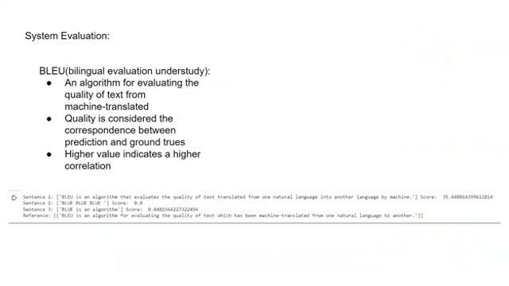We use BLEU to evaluate our system, an algorithm for evaluating the quality of text from machine translation. The quality is considered the correspondence between the prediction and the ground truth. A higher value indicates a higher correlation between two sentences. Here is an example of the BLEU evaluation. You can see the first sentence is similar to the reference, so it has the highest BLEU score.